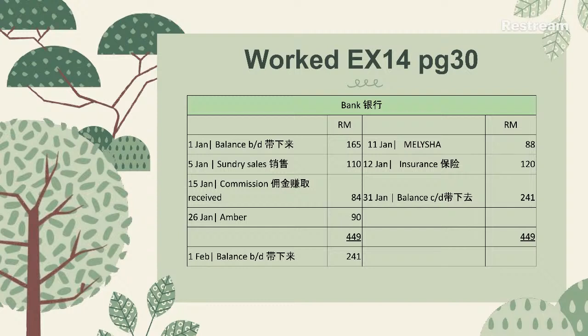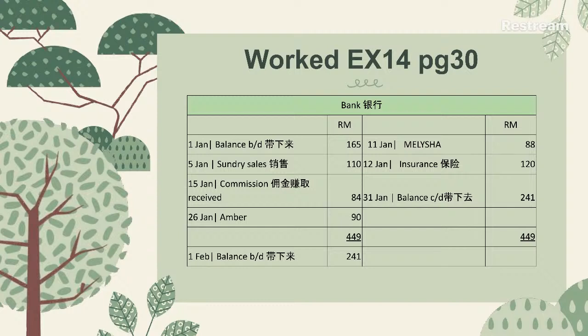You will realize that the total of this by right is not 449. So there is some difference. The difference is 241. The balance is 241, that means you get 449 minus 88 minus 120, you get 241. You put an amount over here.